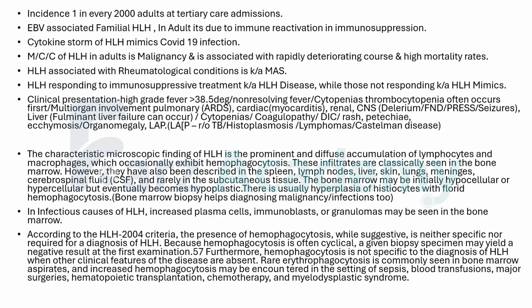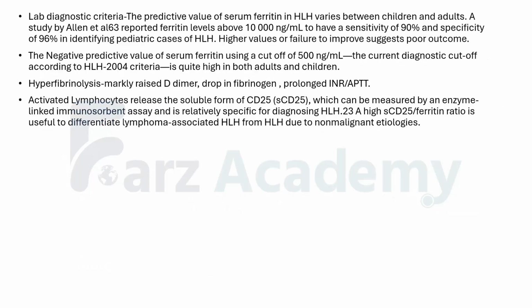Again, lab diagnostic criteria: serum ferritin is very important. It has a negative predictive value, and the cutoff is 500. So if your serum ferritin value is less than 500 nanogram per ml, then according to HLH 2004 criteria, you can rule out HLH. But again, to diagnose HLH, I will show you the next table. You need at least 5 out of 8 criteria. So a single ferritin value will not diagnose it, but definitely it has a negative predictive value.